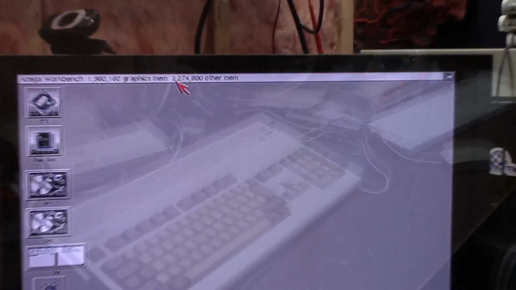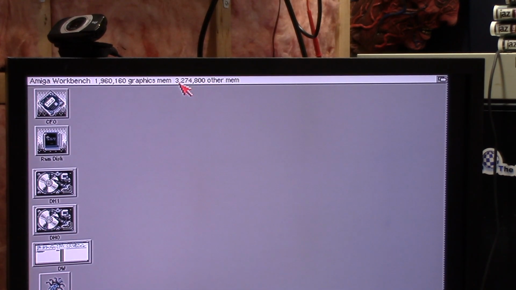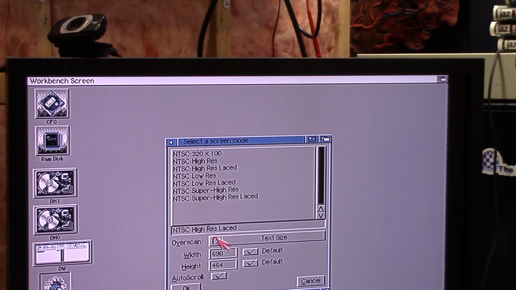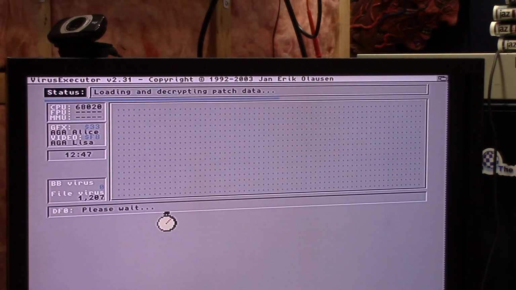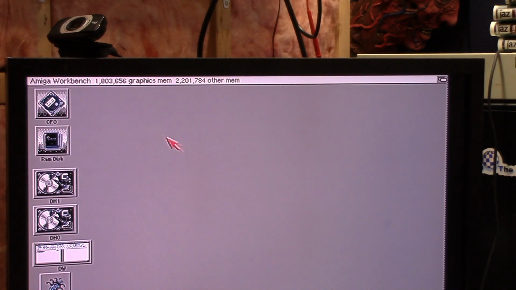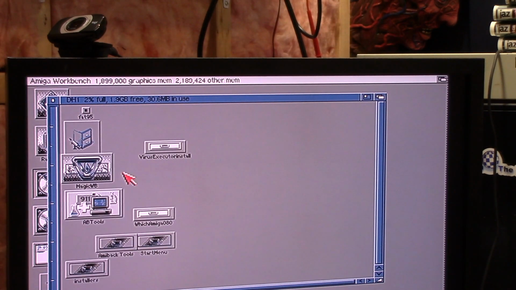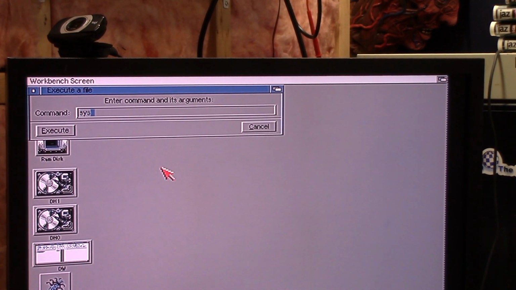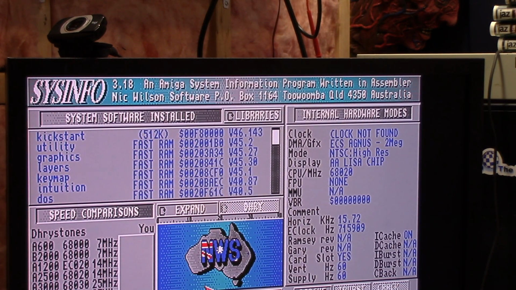It is loading. Apologies. Okay. So as you can see right here, it does have 4 megs of RAM. 2 megs a chip, so I have 6 megs of RAM total. I don't know what this accelerator card even is. Now let's run like SysInfo or something and see what the heck it says. Let's see if it's in C drive. Yep, it is.